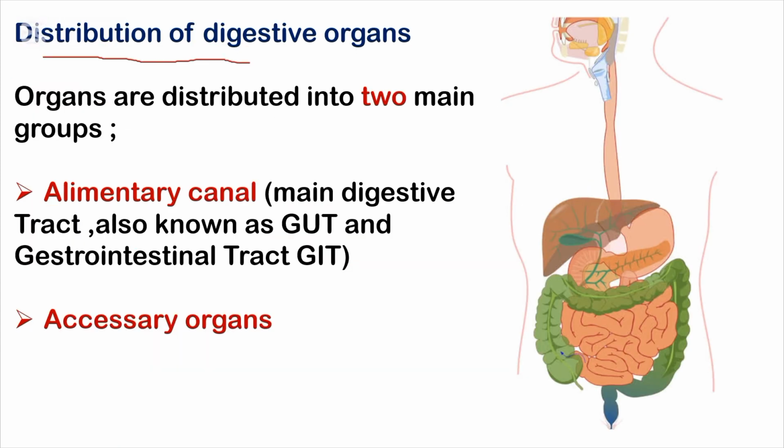Distribution of digestive organs. Digestive organs are distributed into two main groups, that are the alimentary canal and accessory organs. The alimentary canal is the main digestive tract, and it is also known as the gut or gastrointestinal tract, and it consists of the main primary organs of the digestive system. I will explain in the next slides, using this picture, which is the alimentary canal, and among all these organs, which are the organs of the alimentary canal and which are the accessory organs.